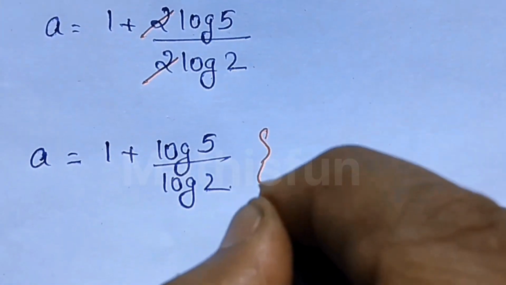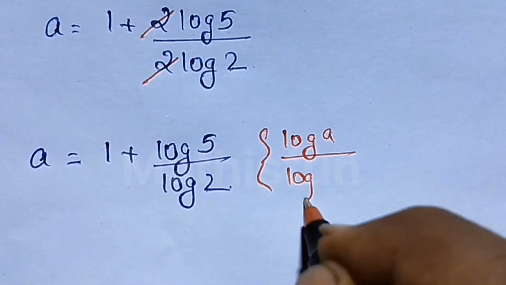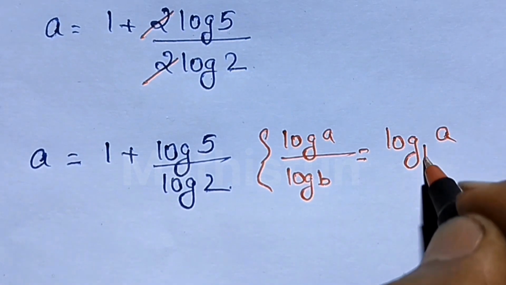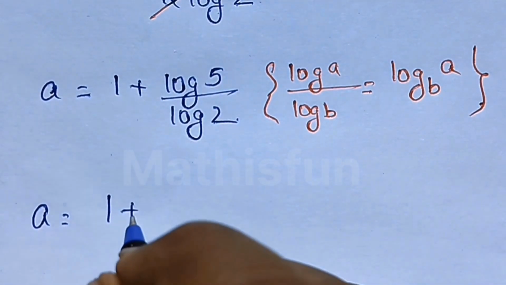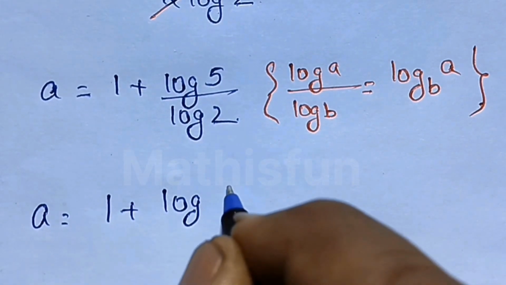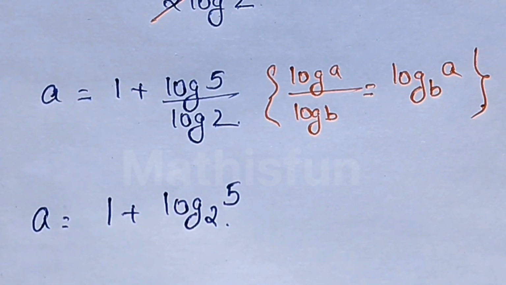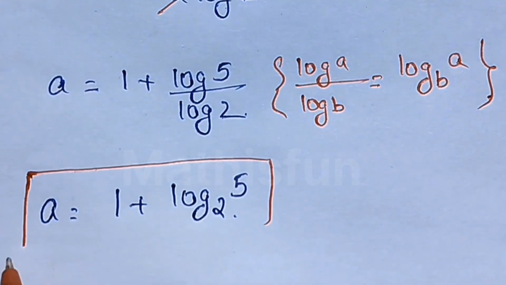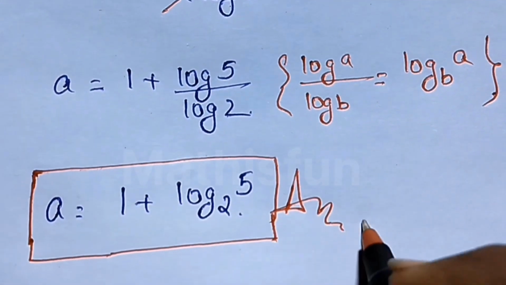Now this can be written as log a upon log b equals log a to the base b. It becomes a equals to 1 plus log 5 to the base 2. So this is the value of a in our equation.